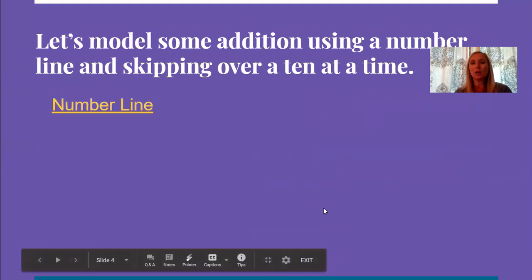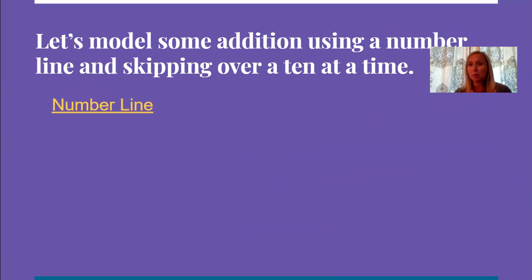Now we are going to use this strategy and model some addition using a number line, but skipping over 10 at a time. Just like we found the number of tens in the number 52, there were 5 tens, so we skipped 10 5 times. We're going to be doing that with the number line. Our first problem that we are going to work on is 25 plus 13. And I'm going to show you exactly how to do this on the number line.